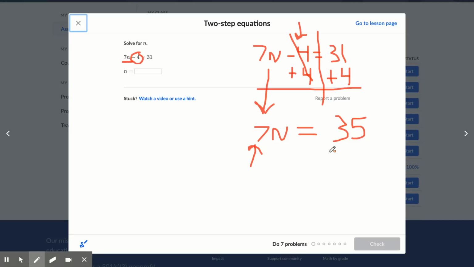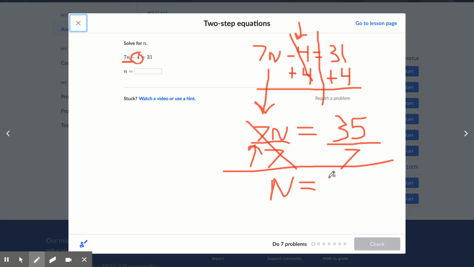So 7 times a number is 35. You can divide this by 7. Always divide our coefficients. Divide by 7. So we cross that out. N equals 35 divided by 7 is 5.